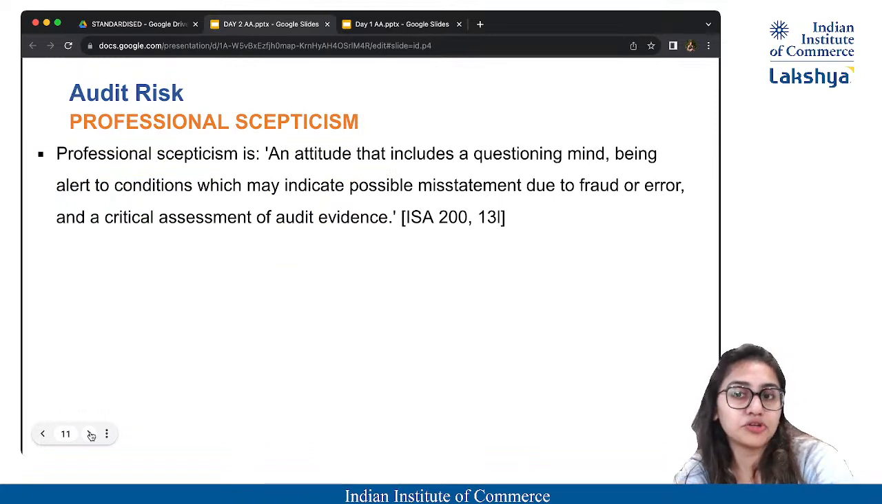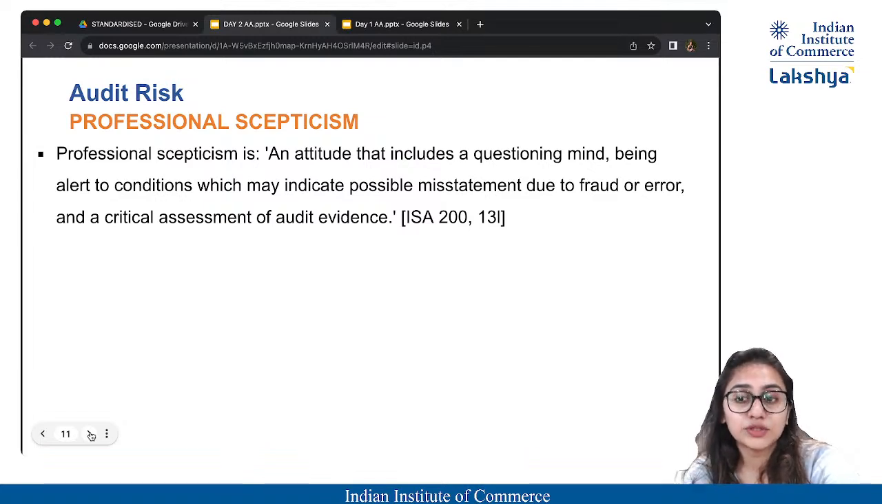A very important line: professional skepticism. What is professional skepticism? I told you, when you're entering into a company and you have a client which is your new audit client, you don't know much about the client because it is the first time that you're going to audit that particular client.